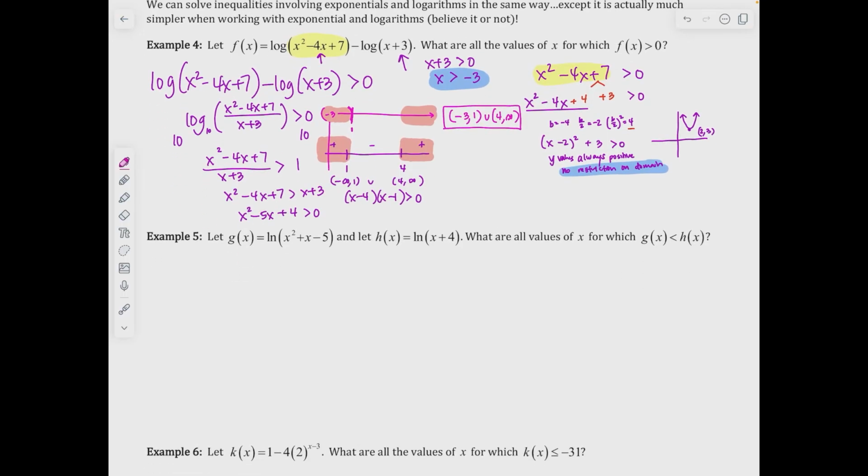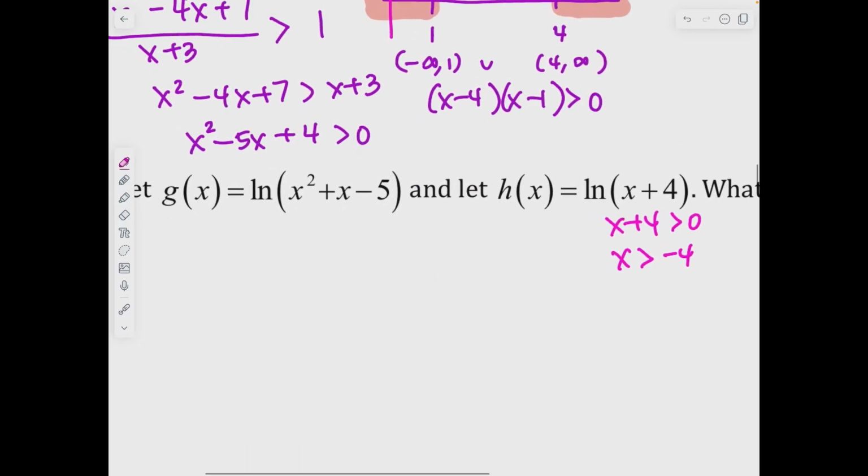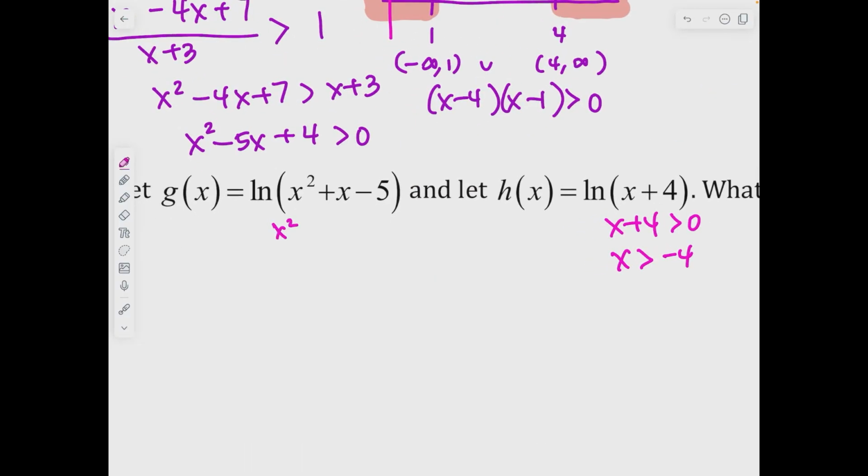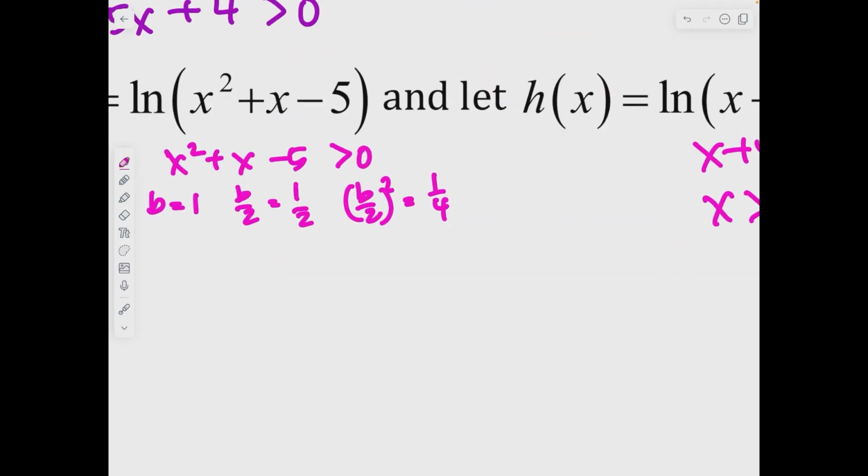For the second one, I'm going to use the same concept. This x plus 4 has to be greater than 0, so x is greater than -4. For the second one, x squared plus x minus 5 has to be greater than 0. So I'm just doing the domain at the moment. My b value is 1. When I half it, it's 1/2. And when I square it, it's 1/4.